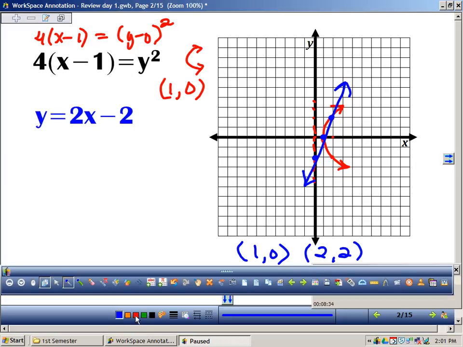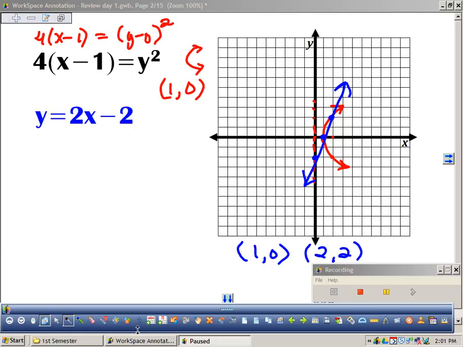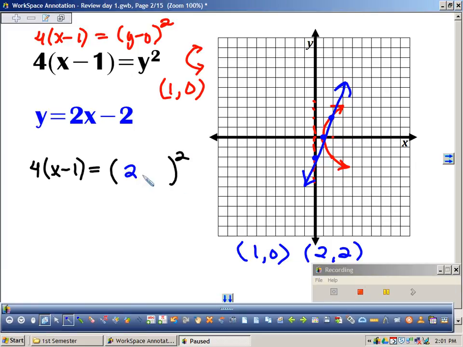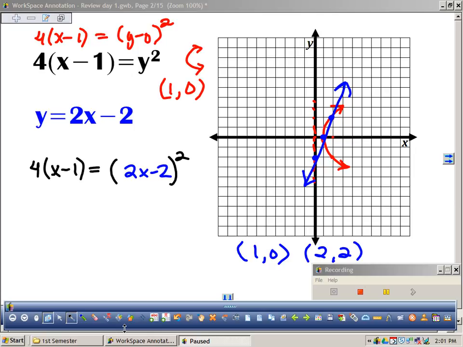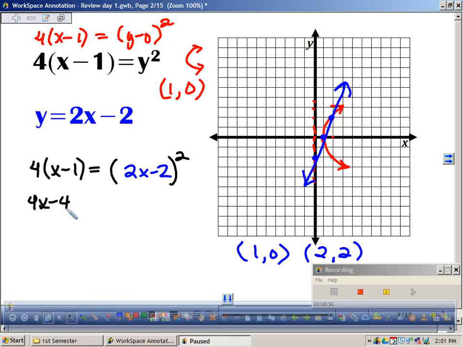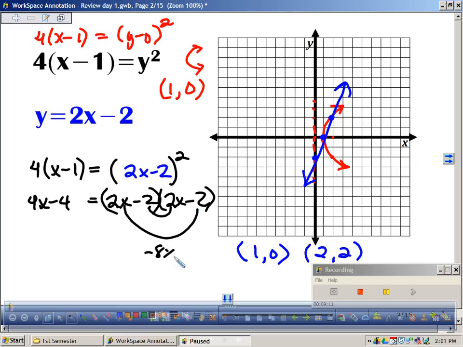Let's double check. So I'm going to say 4 times x minus 1 equals whatever y is squared. Y just happens to be 2x minus 2. So I'm going to go ahead and distribute my 4, so 4x minus 4 equals 2x minus 2 times itself. Negative 2 times 2x is negative 4x, and negative 4x makes a total of negative 8x. 2x times 2x is 4x squared, and negative 2 times negative 2 is positive 4.